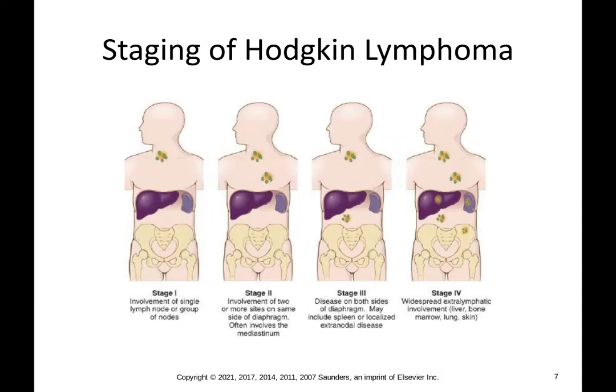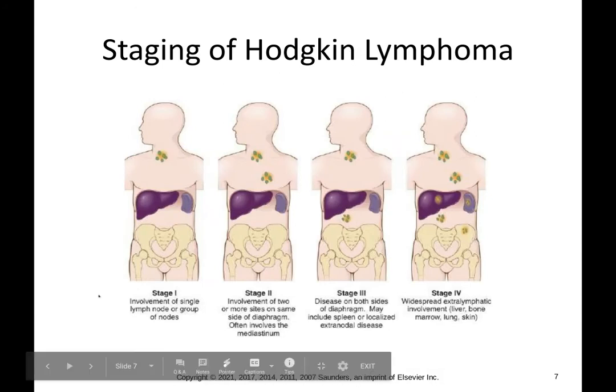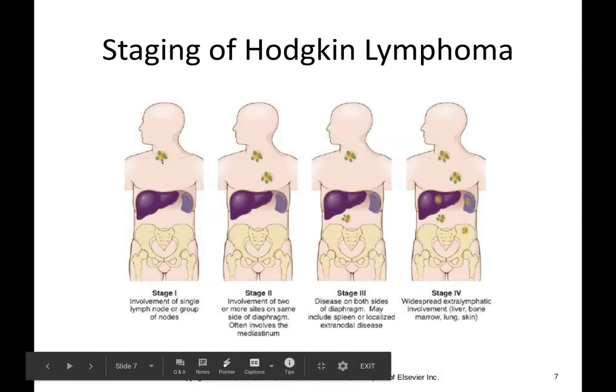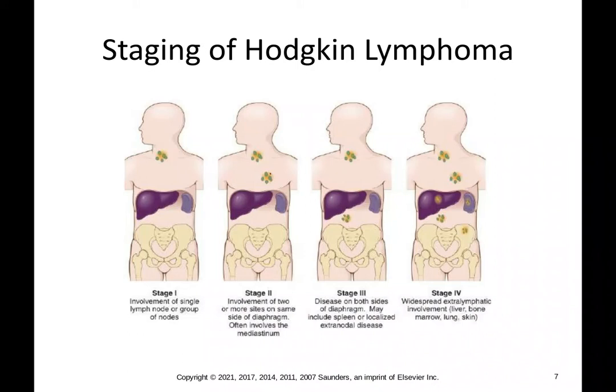Here's the staging of Hodgkin lymphoma. Stage 1 is the involvement of a single lymph node or a single group of nodes, such as this one right here near the thymus, the mediastinal. Stage 2 is involvement of two or more sites on the same side of the diaphragm. That one often involves the mediastinum.